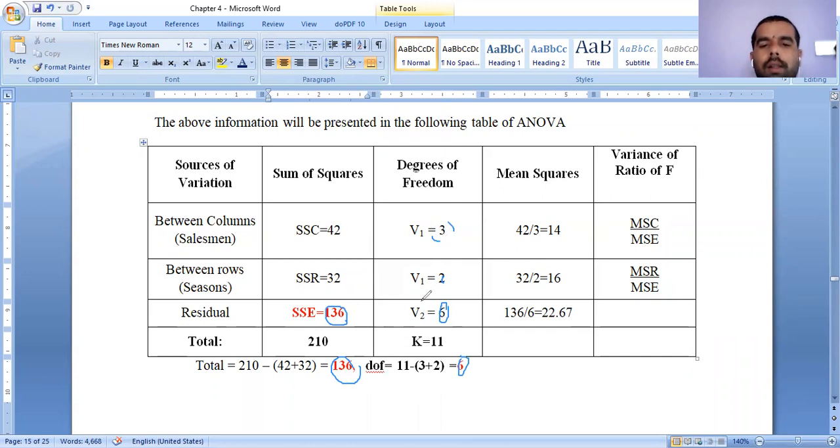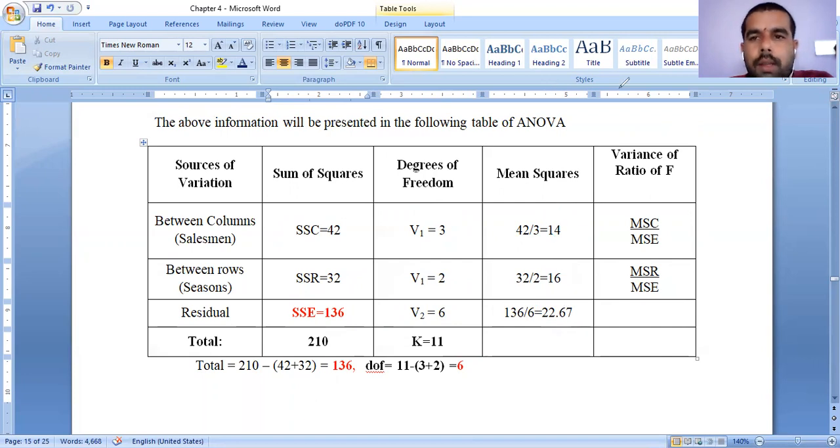After getting all these values, MSC by MSE and MSR by MSE principle you have to apply. Okay, after applying this principle, you will get 14, 16, then 22.67. Then go for writing the conclusion twice here. Okay, we are doing two factor analysis, or two-way classification model. Twice you have to write the conclusion here.